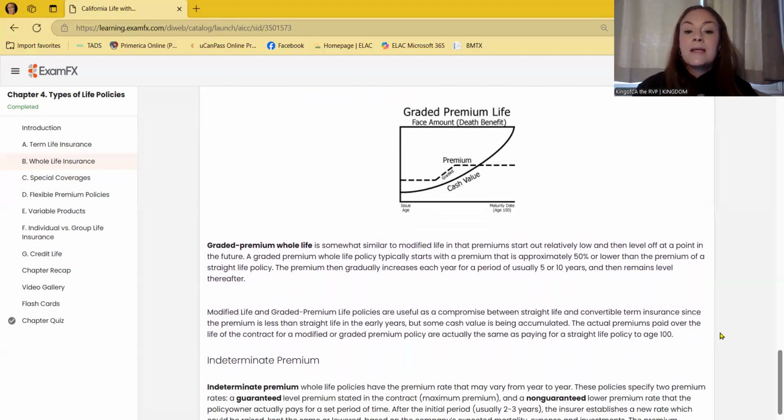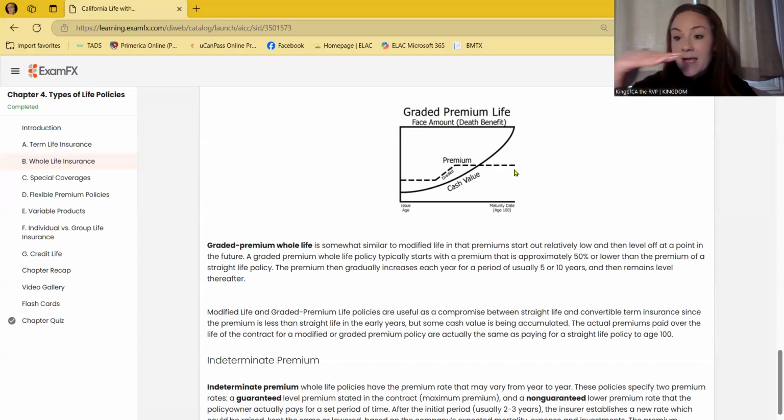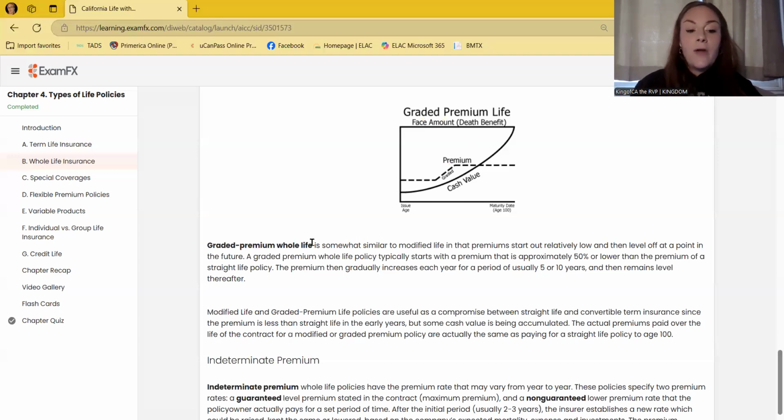Okay, the second one is graded. Okay, the only difference between modified and graded is that it is going to gradually increase until it levels out at that higher premium. So graded premium whole life is somewhat similar to modified life in that the premiums start out relatively low and that they level off at a point higher in the future.